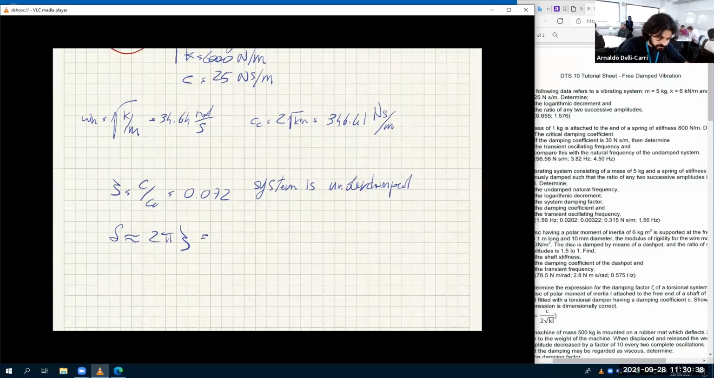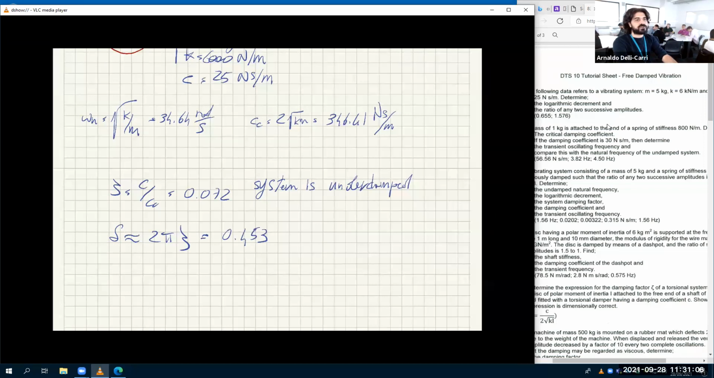So that's equal to whatever we got here times 2 times pi, 0.453. This delta has no units, and it's no units because it's a ratio. It's a log of a ratio of amplitudes. Okay, so this has got no units.